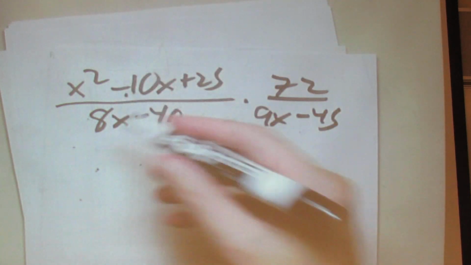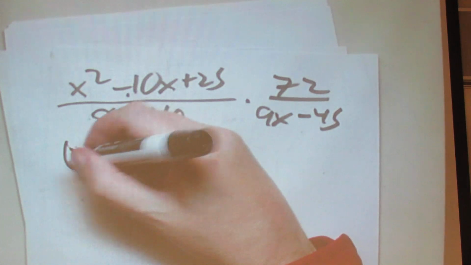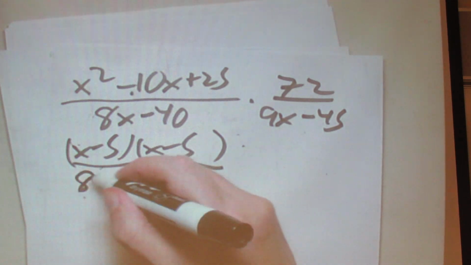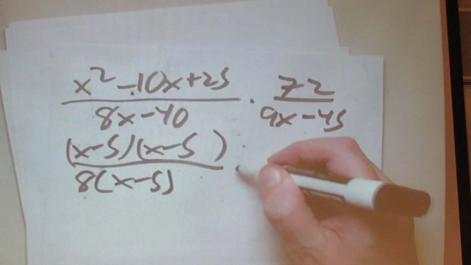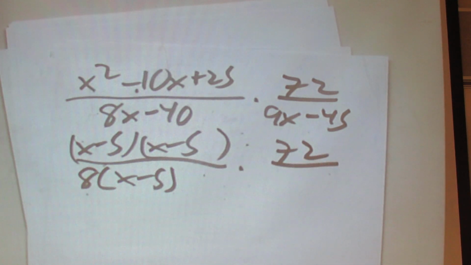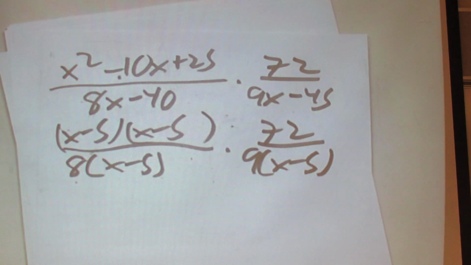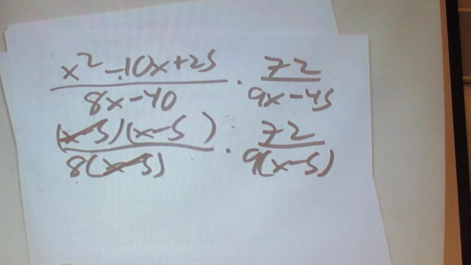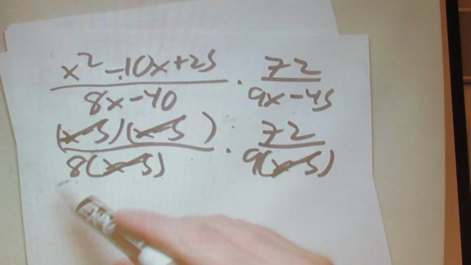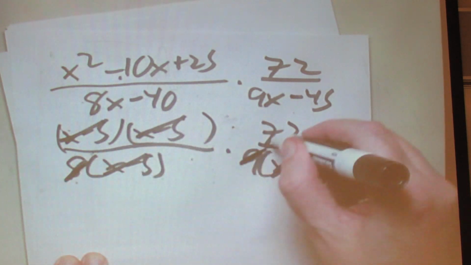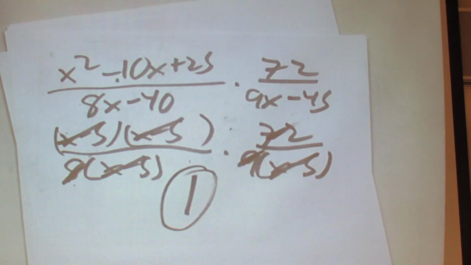I'll start with the top one here. We're going to have (x minus 5)(x minus 5). On the bottom, we can factor out an 8, and we're left with x minus 5. And then times 72. Here we can factor out a 9, and we're left with x minus 5. So now we can cancel. We have x minus 5, x minus 5, x minus 5, x minus 5. So we're left with 72 on top, and 8 times 9 on bottom. 8 times 9 equals 72. So all that cancels, and we're left with 1 as our answer.